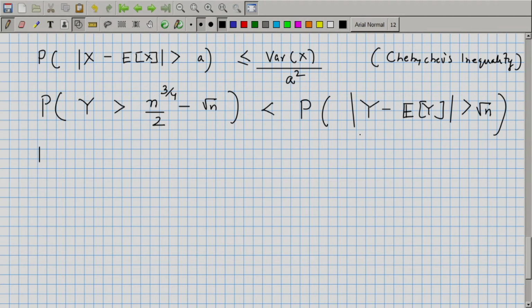Whenever y is less than n^(3/4)/2 minus root n, the deviation of y from the expectation of y is going to be greater than root n. So, this probability is going to be less than or equal to the variance of y divided by a squared, where a is root n, so that will be n. Now we need to determine what the variance of y is.